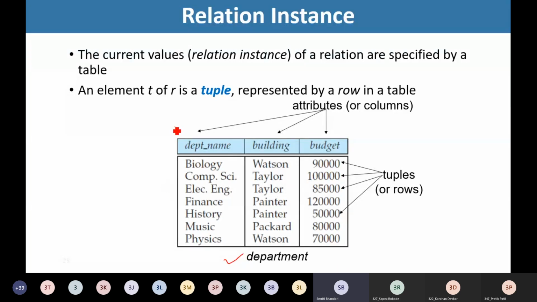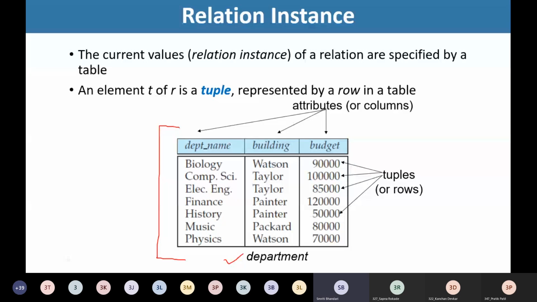Okay, so I am having this instance of the relation department. What I mean by that? At this instance of time, I am having these values stored in my relation department. So I say that at this moment of time, I am having this relation instance, having some values stored.